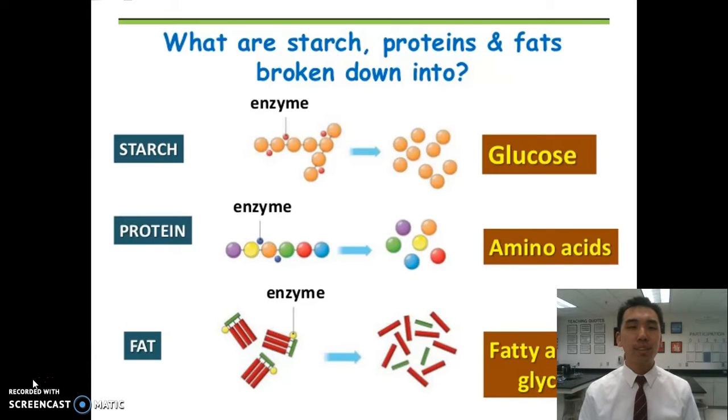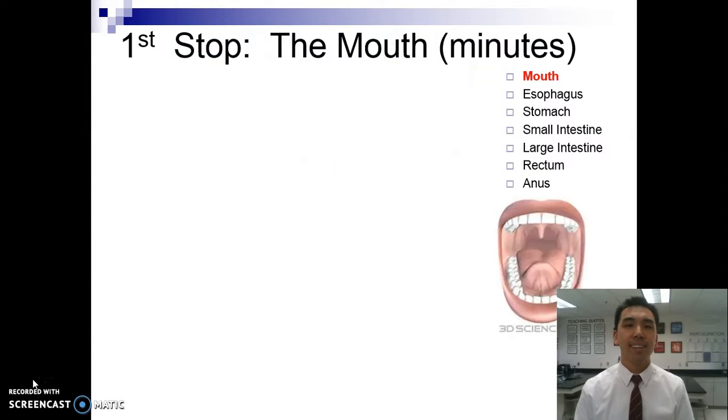What in particular? Well, the chemical digestion. As you can see here, starch is a very big, long polysaccharide. However, our bodies use glucose. So how are we going to break down that long molecule into a smaller molecule? Well, we're going to use enzymes. Same with protein and or fat. Let's go ahead and begin.